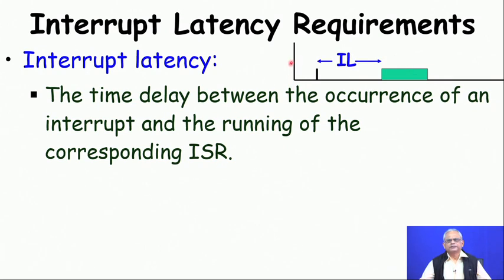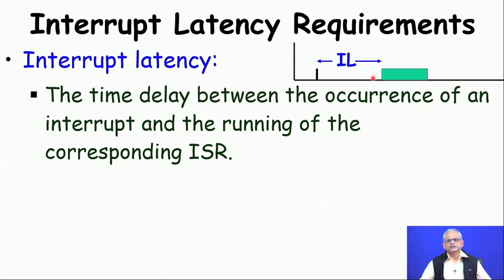Let us look at this diagram. At this point an interrupt occurs. The interrupt is recognized by the operating system, and then it does some processing, for example, saving the current set of registers and so on, and then it runs the interrupt service routine. So, the time point at which the interrupt occurs to the time point where the interrupt service routine starts running, we call it the interrupt latency time.